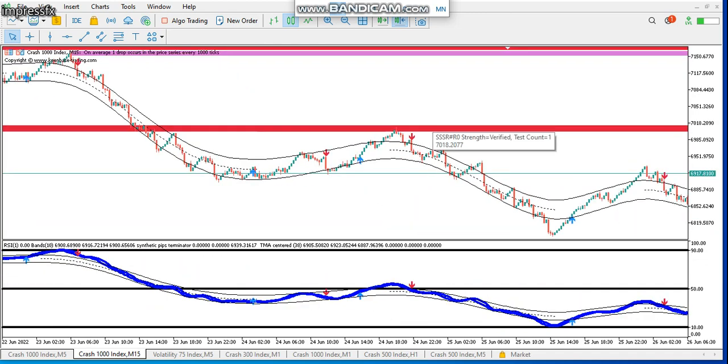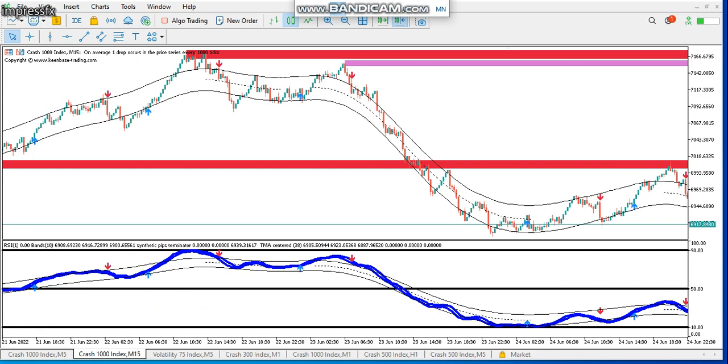One of the things you need to really succeed in this market is to understand market structure, chart patterns, and candlestick formation. It's really going to help you.